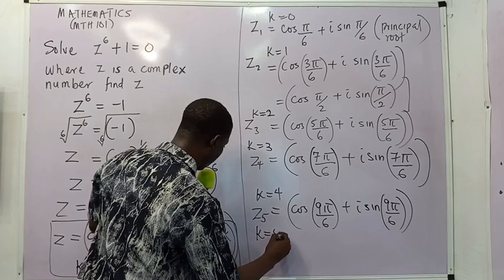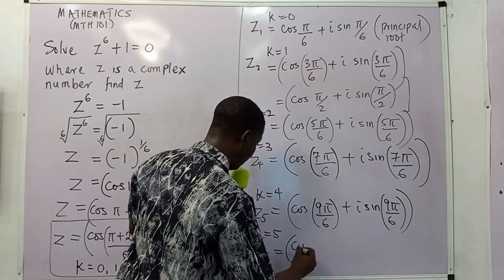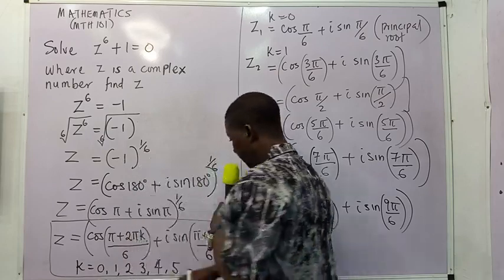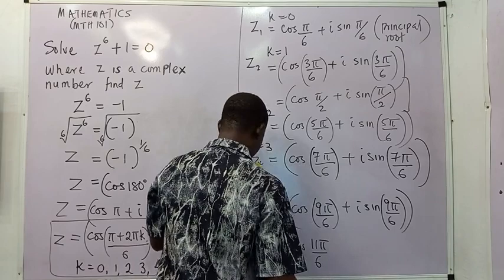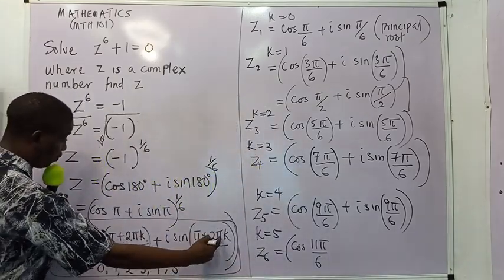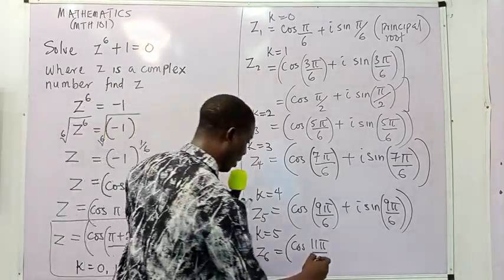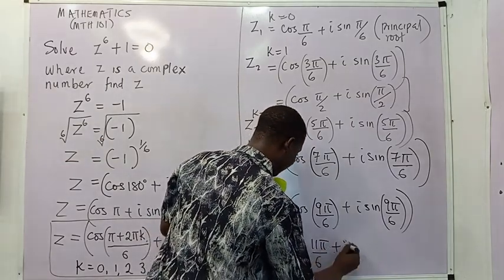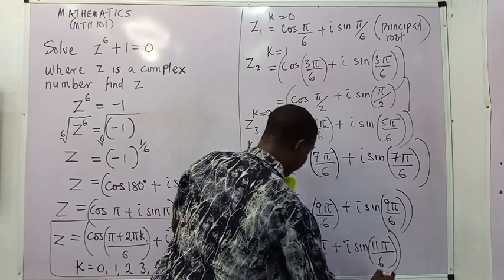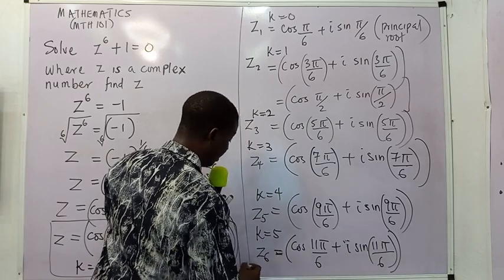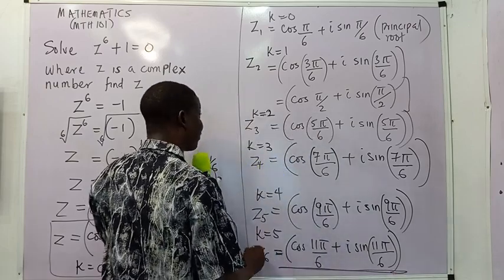Then the last one, k equal to 5, it is Z6, which is the sixth value. I would have cos 11 pi over 6. Look at it. Put 5 here. You have 10 pi plus 1, 11 pi. The same thing you do here. Pi plus 2 plus 2 pi times 5 is 10 pi plus pi is 11 pi. So we are going to have it as I sine 11 pi over 6. So this is the last value for that question.